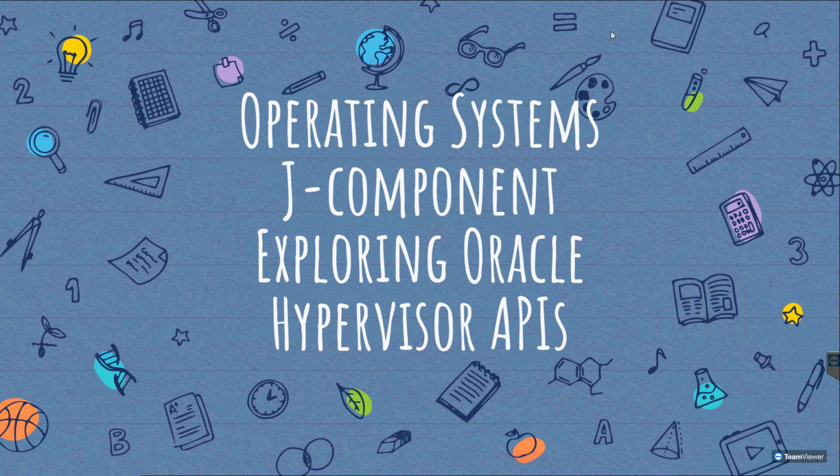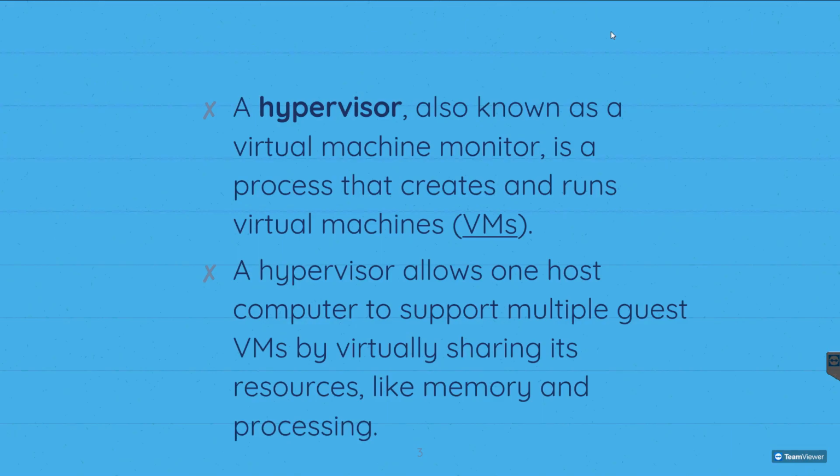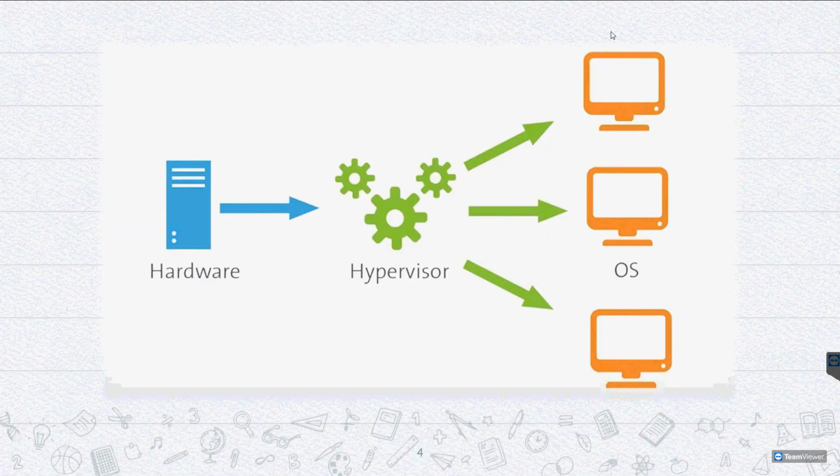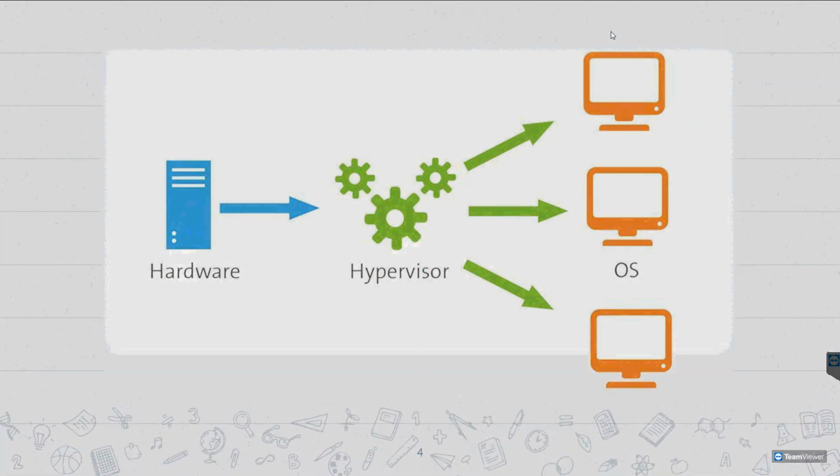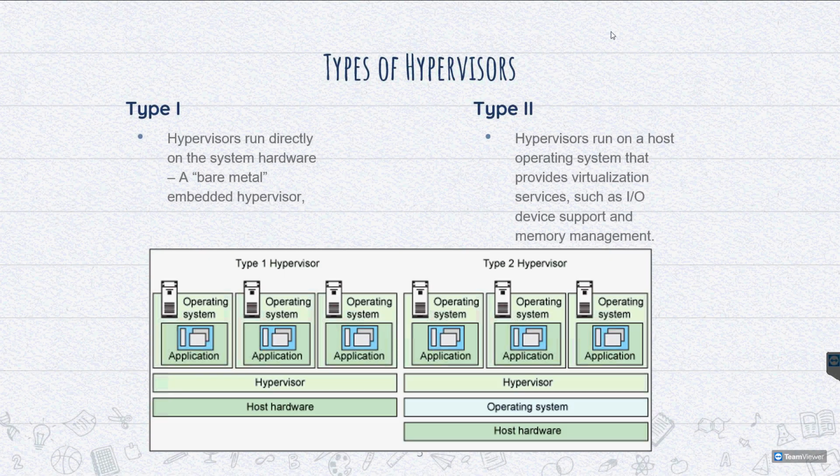So our topic is exploring Oracle Hypervisor APIs and doing some particular functions. So what is it? Basically, a hypervisor is a virtual machine monitor. It can allow a host computer or hardware to take control of multiple virtual machines or OS on a single hardware. So there are two types of hypervisors.